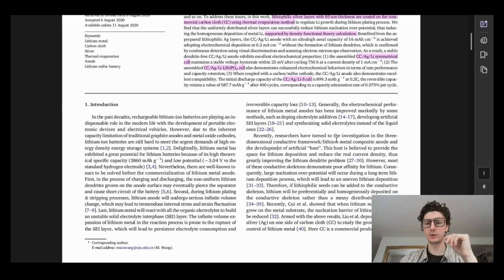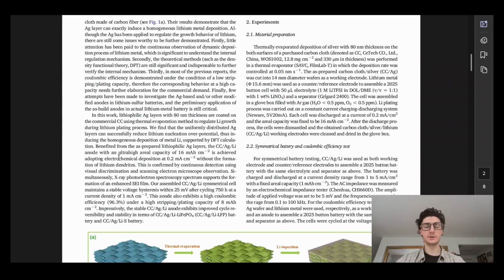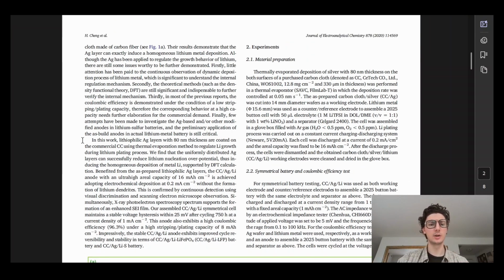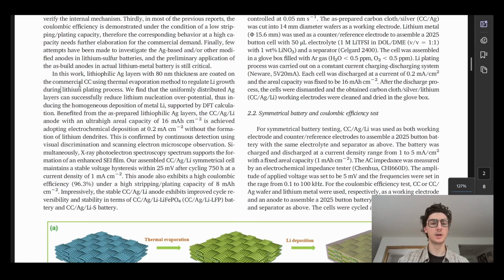Recently, researchers have turned to the investigation in the three-dimensional conductive framework / lithium metal composite anode and the development of artificial host. This host is believed to provide the space for lithium deposition. Okay, yada yada. We're going to read through that at a later time. I just want to get the main bulk of this. So here in this work, this is synonymous with herein. So this is interesting to me. This is how they segue right into the article.